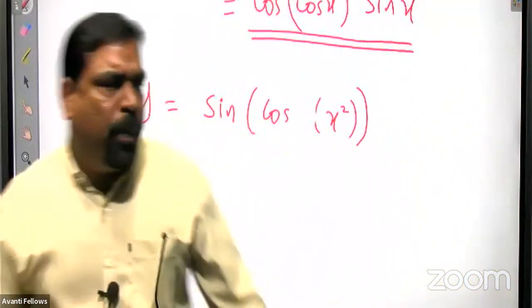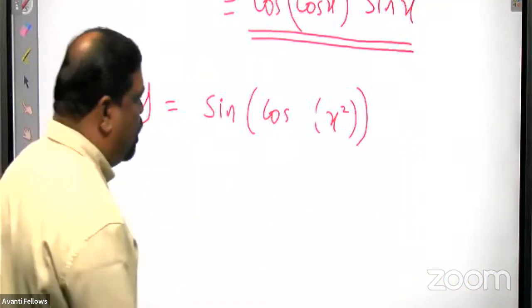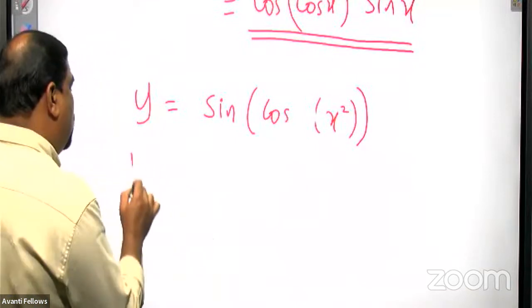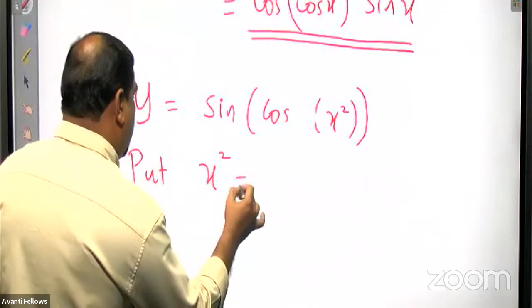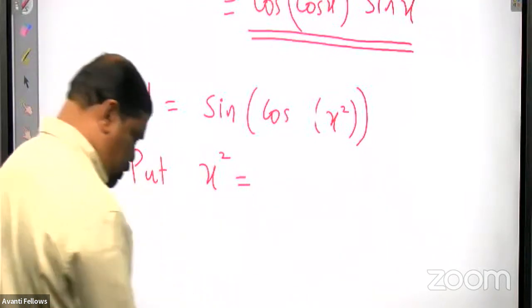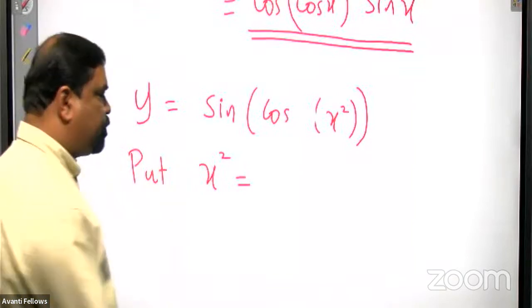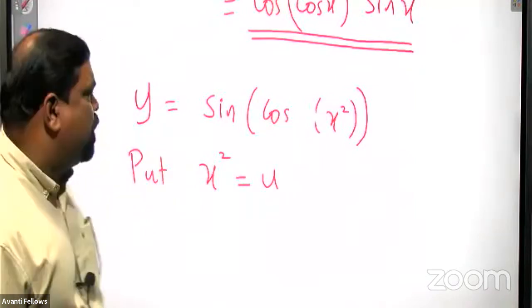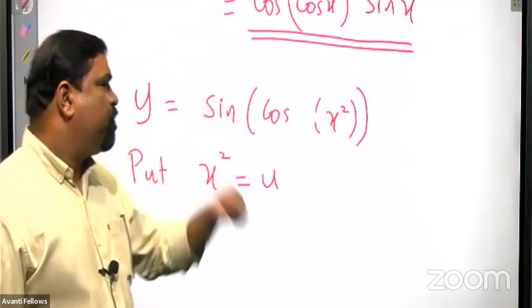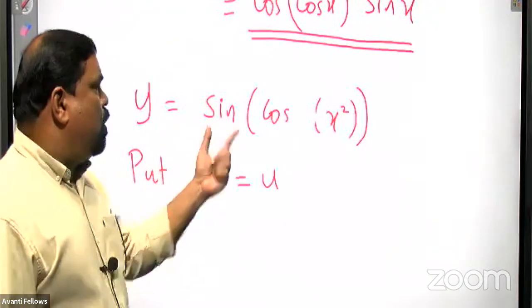So again we have to apply the same rule. For each function we have to put some name. So we put x square equal to some u, or w or v, whatever it may be. Put x square equal to u. Then this becomes sine of cos of u.